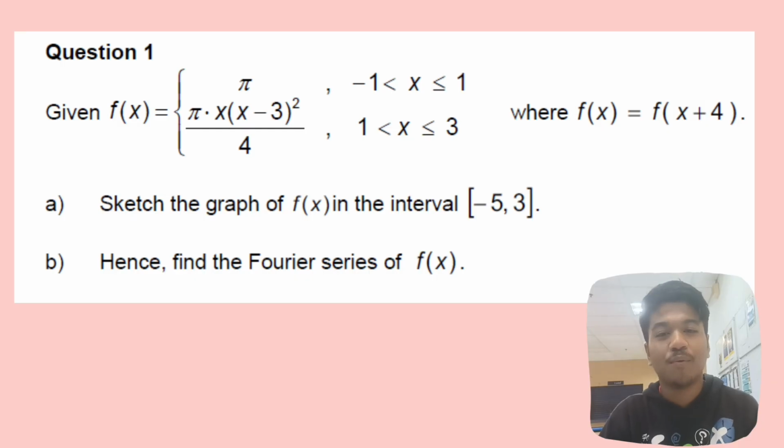So this is the question that we were assigned to solve. We were given two types of function, which is pi with the limit of -1 to 1, and the other function is pi x times (x minus 3) squared over 4 with the limit of 1 to 3. So let's jump into the solution.